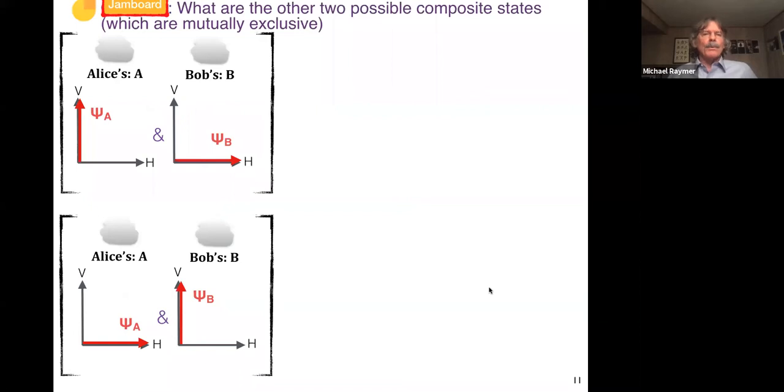Okay, now here's a Jamboard. This shows two possible composite states. This up here is one composite state. I see a chat question. This is the vertical horizontal state, and this is the horizontal vertical state. This is one state, and up here is one other state.